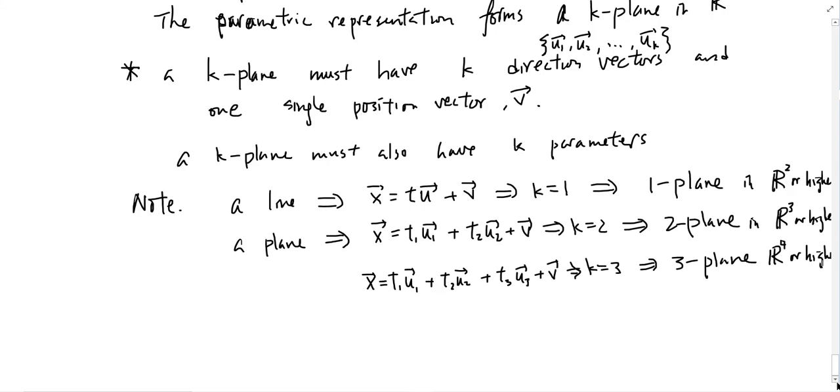With that being said, we will talk about a line instead of using one-plane. We'll talk about a plane instead of two-plane. But anything beyond two-plane, we will indicate the dimension by giving the number in front. So therefore, we will have line, plane, and then 3-plane, 4-plane, 5-plane, 6-plane, and on.